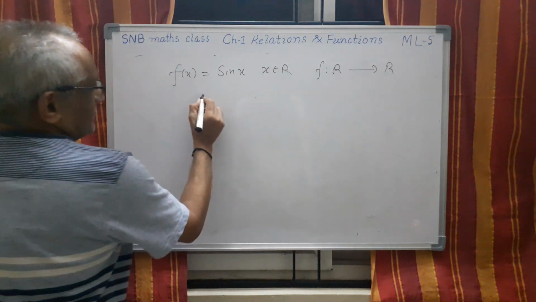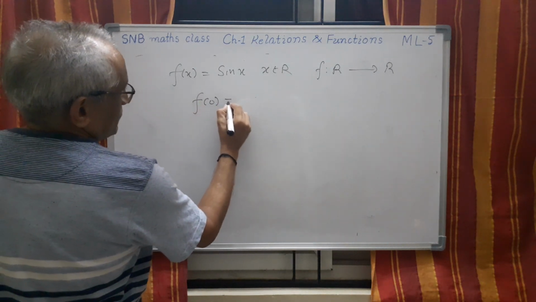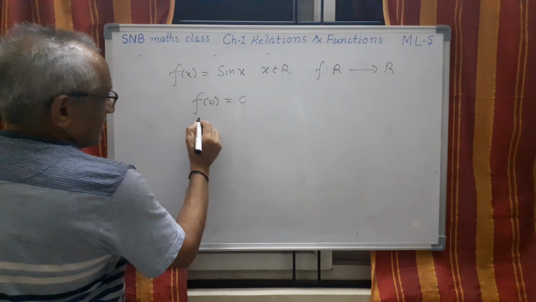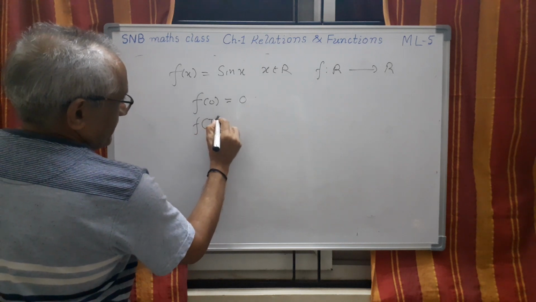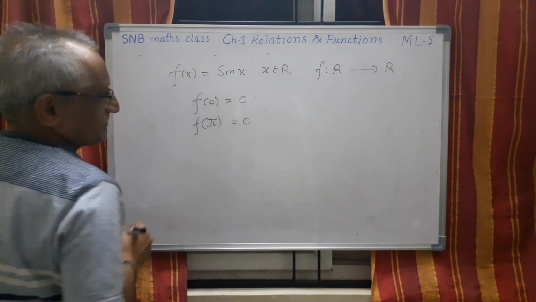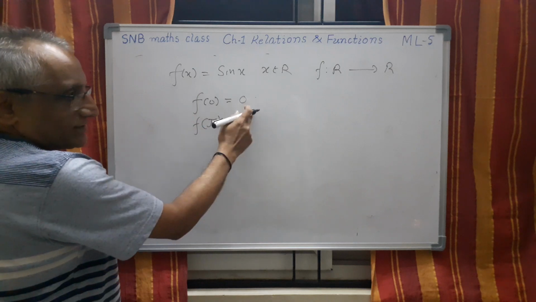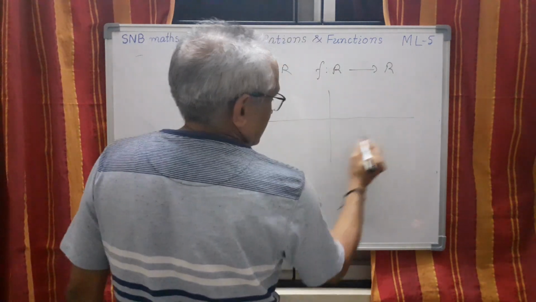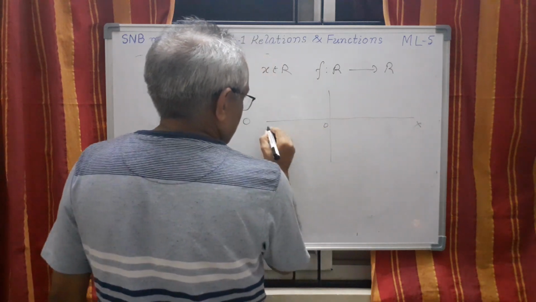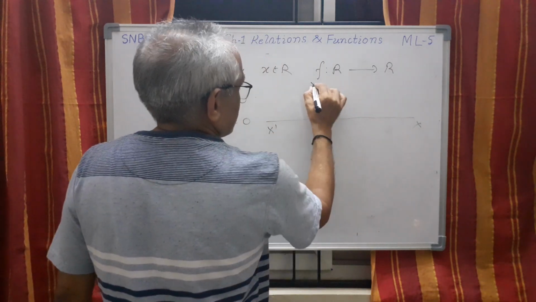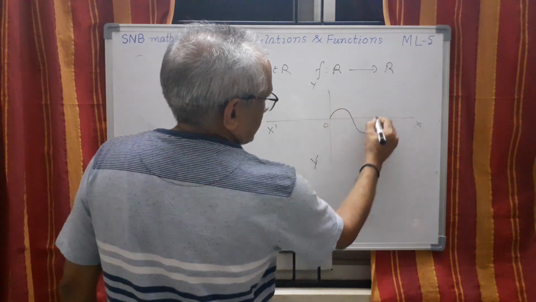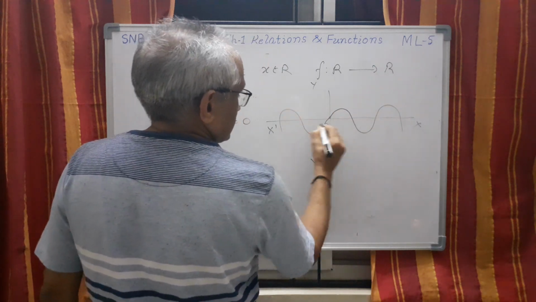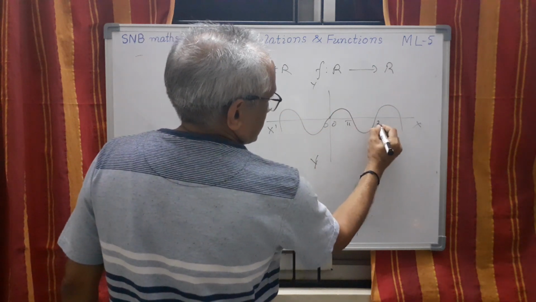No, because suppose you take f of 0, this is 0. And similarly f of pi, if you take in radian, this is also 0. So two elements are going to be the same. Even if you draw the graph, it is very clear. Sine graph is like this, 0, y dash y. So the sine graph is like this. And here also like this. This is 0, this is pi, this is 2 pi, etc.